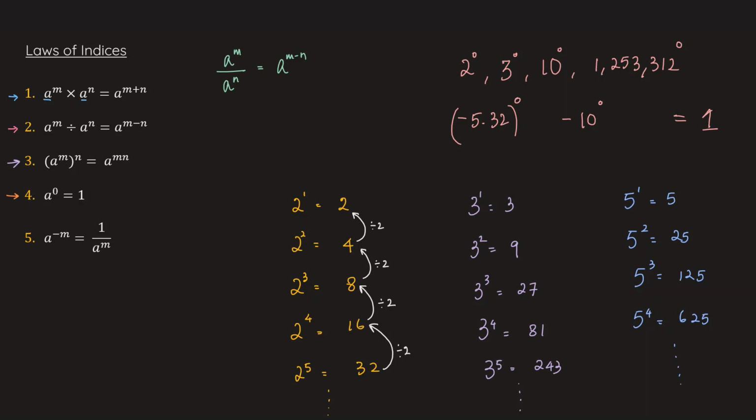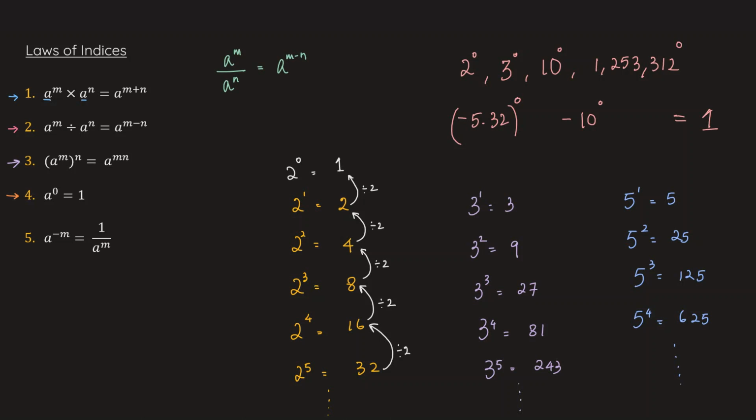32 divided by 2 is 16, 16 divided by 2 is 8, 8 divided by 2 is 4, 4 divided by 2 is 2. According to this pattern, the number before 2 should be 1. And that should be then 2 to the power 0 in the same pattern of powers.